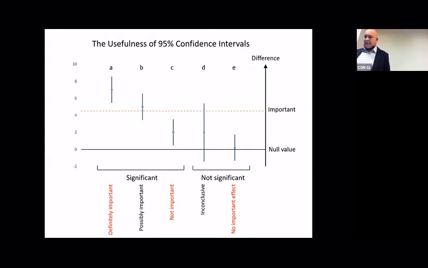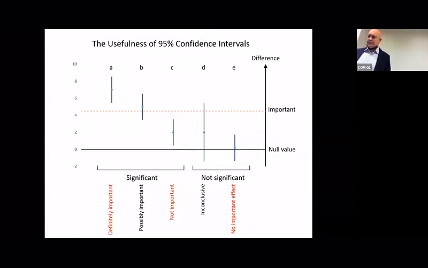So I'm just going to work through the means here. So scenario A here, we've got a mean here at 7, and the confidence interval is shown by the line. So this is the lower limit, here's the upper limit, okay? So this confidence interval, does it include the null value?